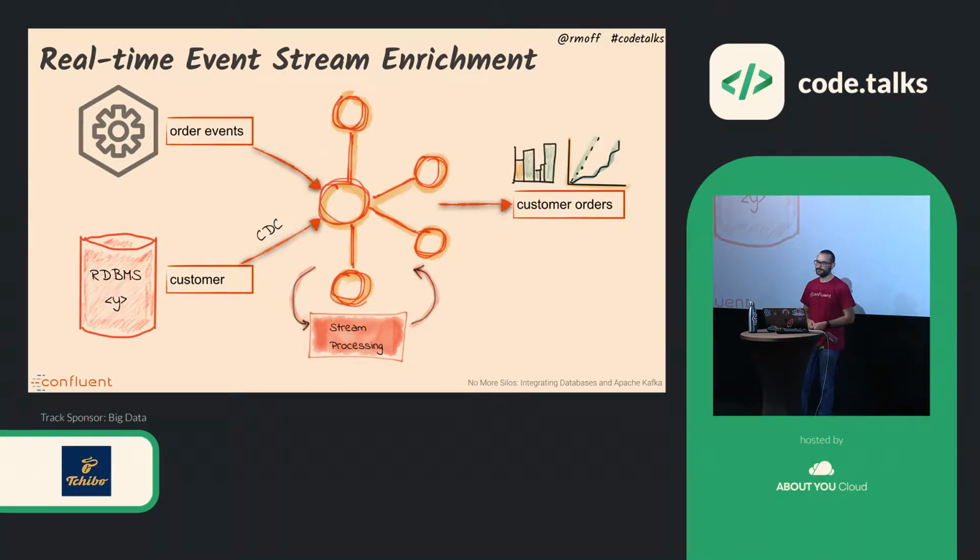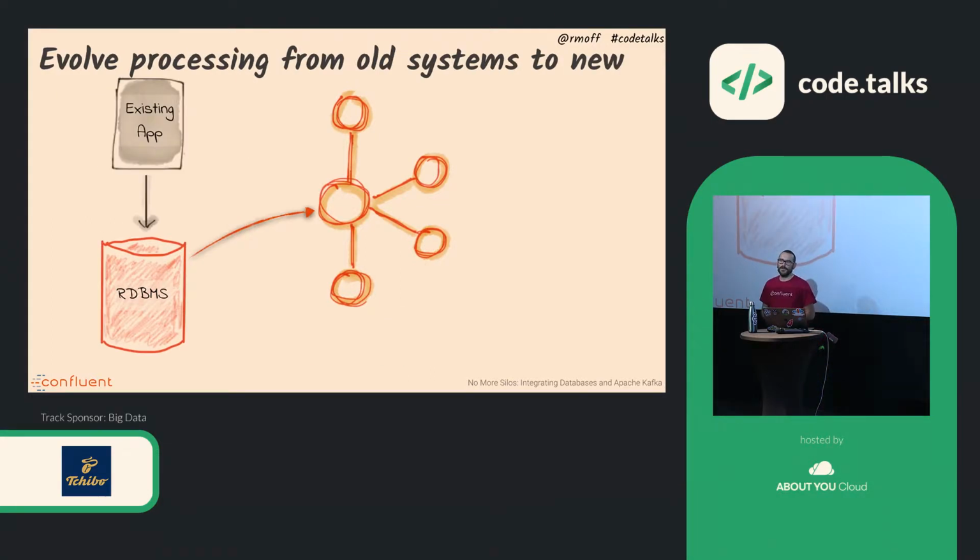So you can actually bring data in from your database and use that within Kafka to join as your events are flowing through. You can also use Kafka with data coming in from databases to migrate from an old way of doing things to a new way of doing things.